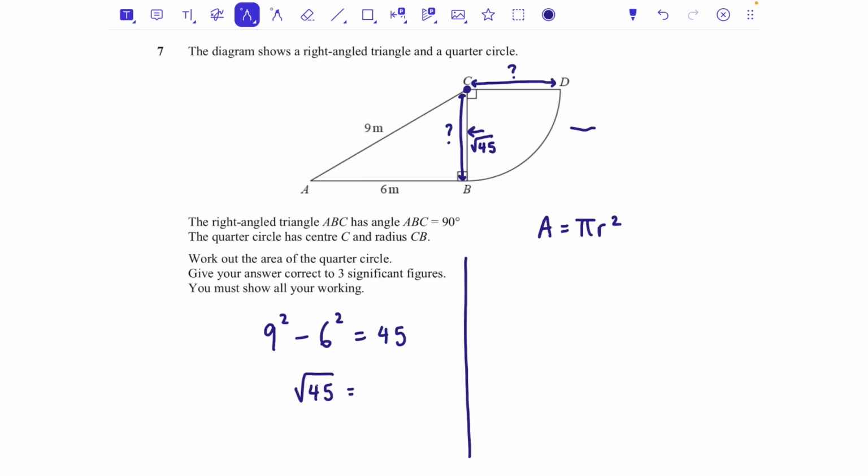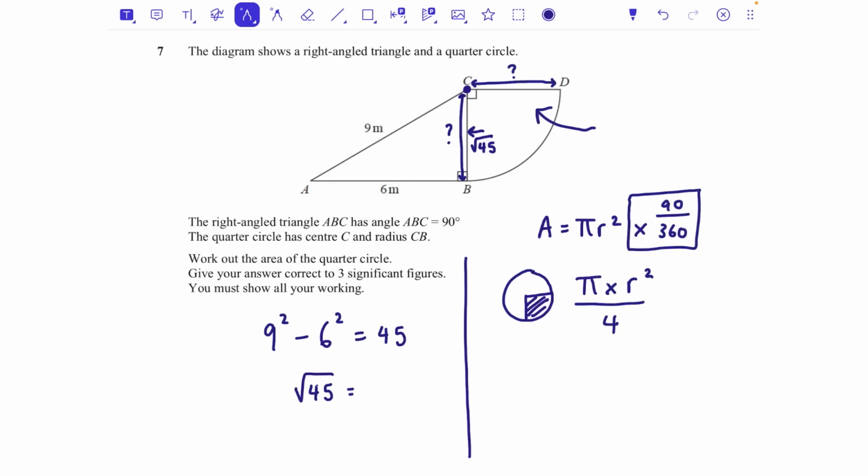So now, for the area of this quarter circle, we know if it was a whole circle, we would need to do pi r squared. But we just want a quarter of the circle. So I'm going to do pi times the radius squared, and then I'm going to divide it by 4. If you had a random number of degrees, you would need to do pi r squared times however many degrees you had. Let's say it was 38 out of 360, but here it's 90 out of 360, which is a quarter, so dividing by 4 does the exact same thing. But if you feel more comfortable doing it like this, that's absolutely fine as well.